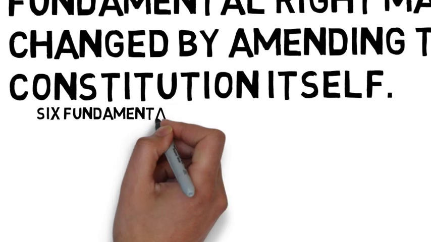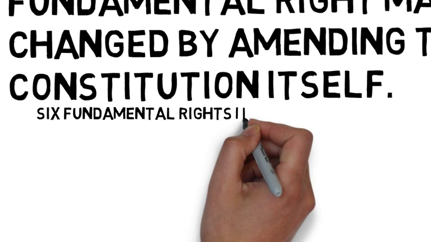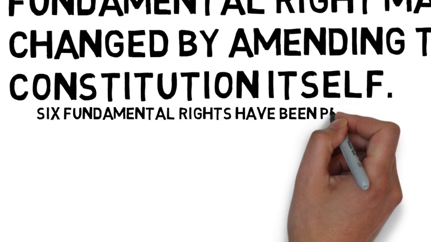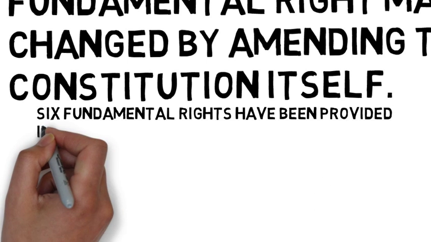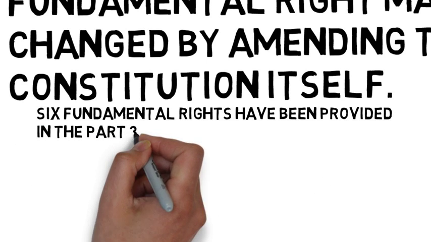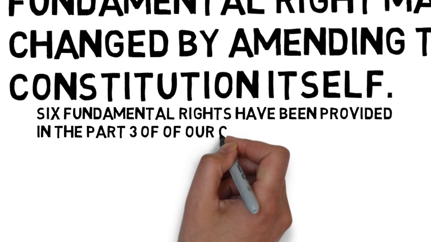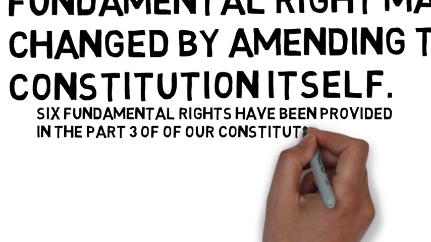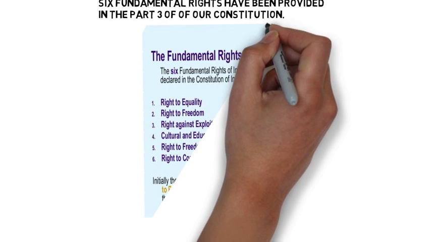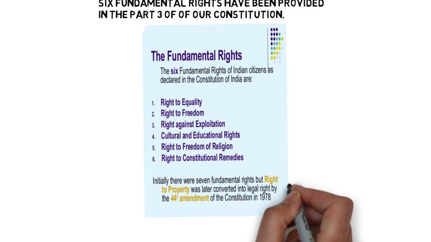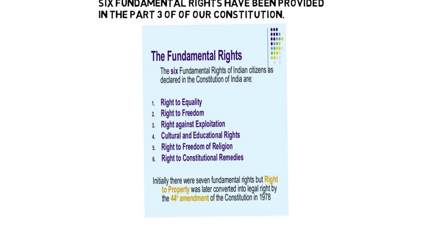Our Constitution provides 6 fundamental rights in Part 3 of it. Although there were 7 fundamental rights, after the 44th Amendment, the right to property was deleted and now we have 6 fundamental rights. These 6 fundamental rights are right to equality, right to freedom, right against exploitation, cultural and educational rights, right to freedom of religion, and right to constitutional remedies.